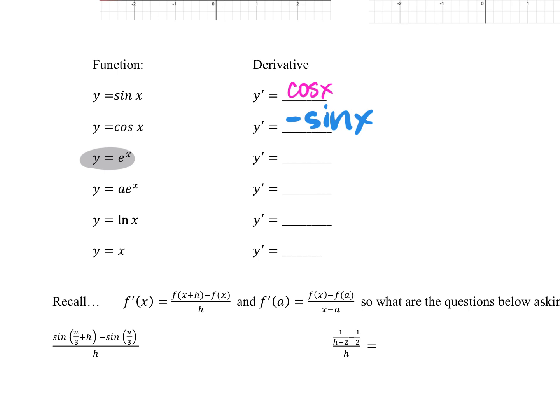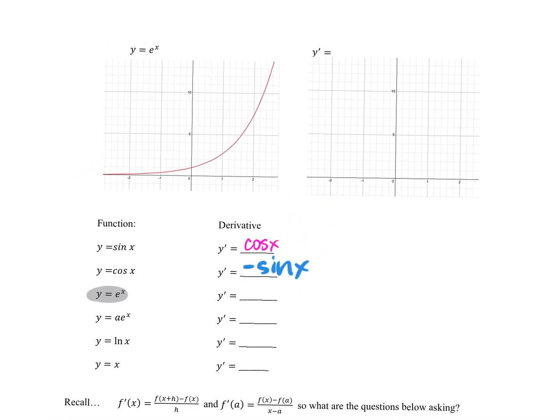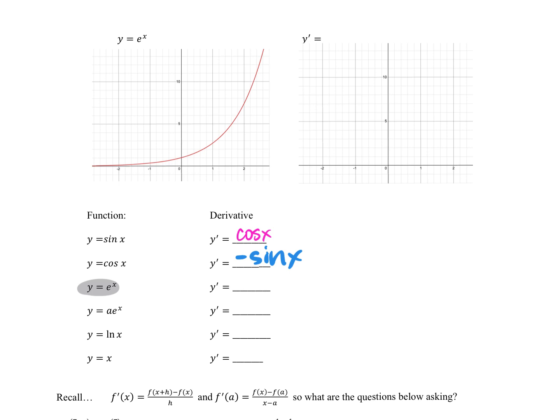E to the x is the best. You guys, grab your calculators. I'm going to let you see something. Let's go graph e to the x. So on your graphing calculator, if you could type in e to the x as your first function. Then the next one, I'm actually going to have you change it. On the next one, I want you to hit math 8. I want to take the derivative of, let's just go type in e to the x.